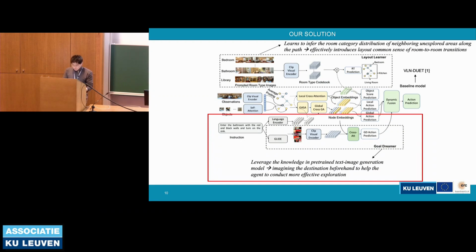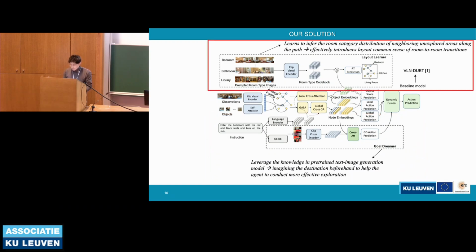In this branch, we use a text-to-image generation model to generate five images of the target location. Then we use the CLIP visual encoder to get visual representations. And we use these representations to help the model make the decision for the next step.